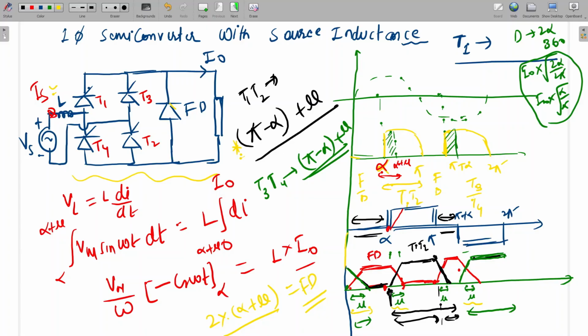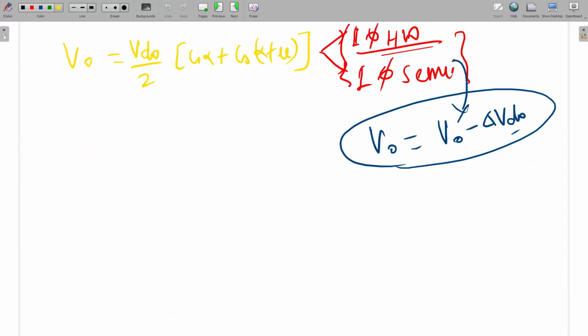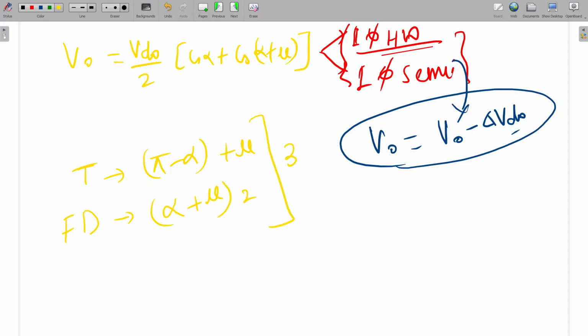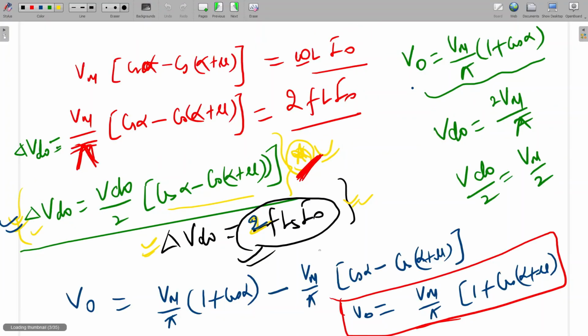Yes, sir. Okay. So if a numerical is asked, the thyristor conduction angle is pi minus alpha plus mu, and the freewheeling diode conduction angle is alpha plus mu into 2 for 360 degrees. In one cycle this is the conduction angle, and which formula will be used? This one, 2 FLS I naught.